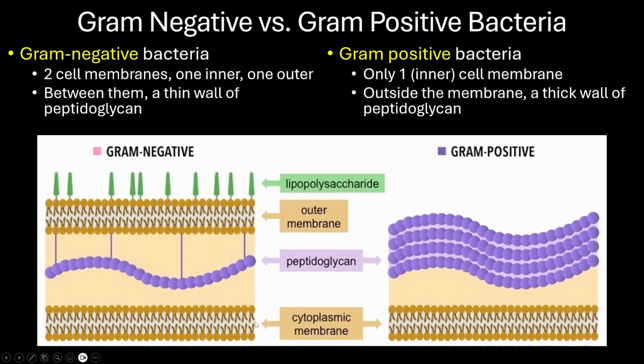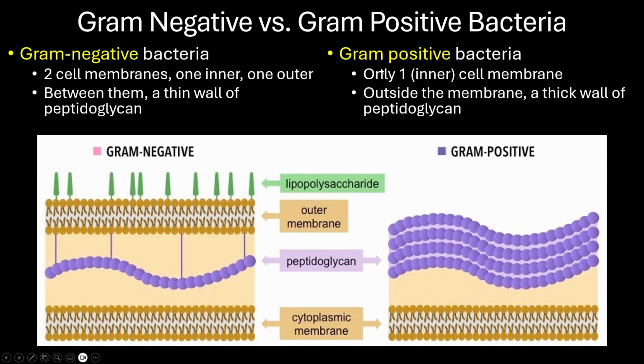We have the inner cell membrane and we have the outer membrane. Technically, this is not a proper cell membrane. It's a bit different, okay? So between them, we have a sandwiched, small, thin layer of peptidoglycan, okay? So they do have a cell wall. It's just very thin. Usually, it's just one to a few layers.